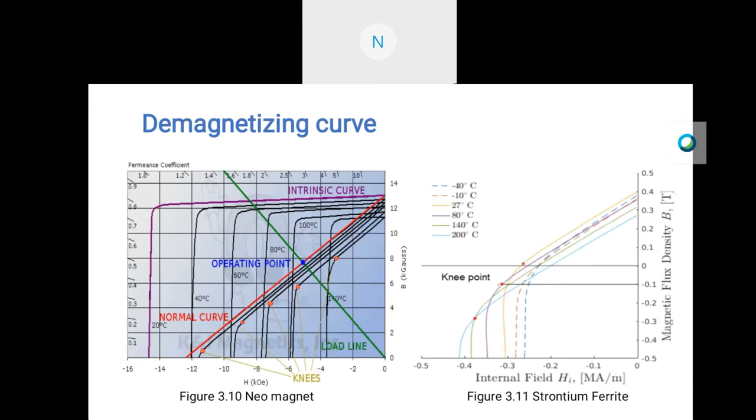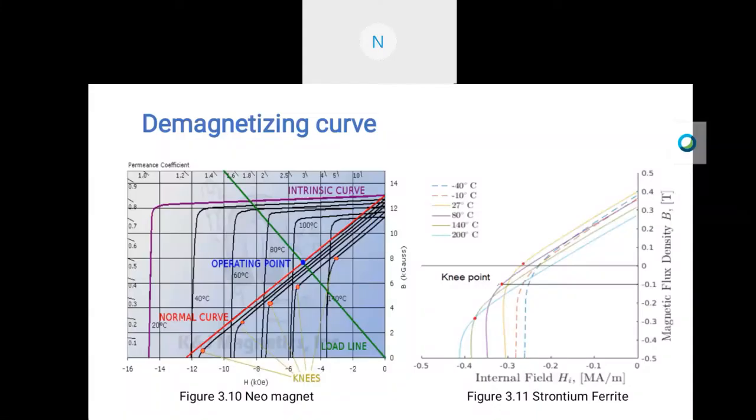So it implies that at higher temperature, the magnet will perform in a better way. Ferrite magnets perform in a better way because we can have a very high speed range. We can apply demagnetizing fluxes in a very high speed range.